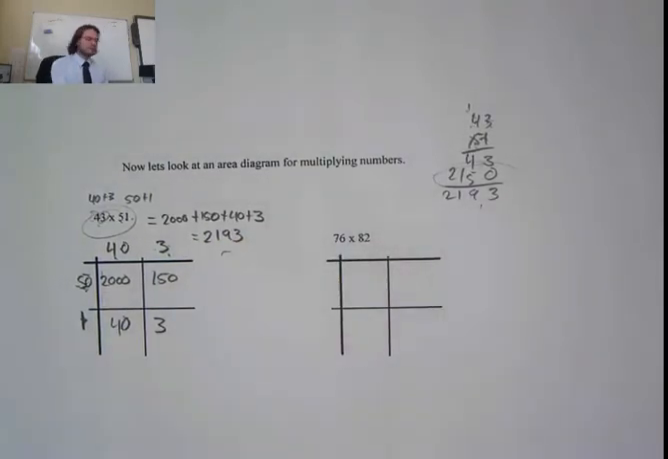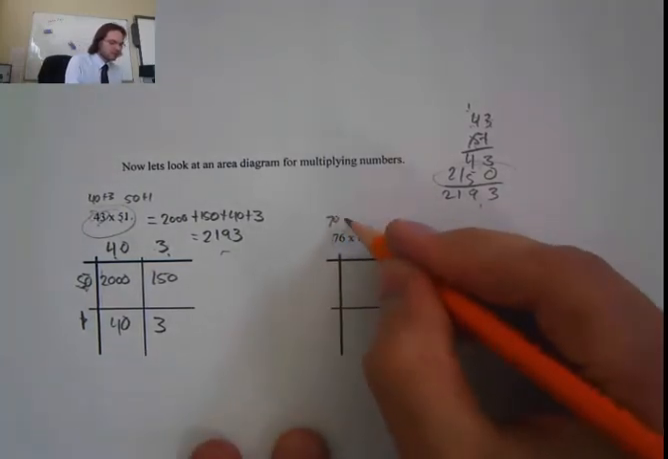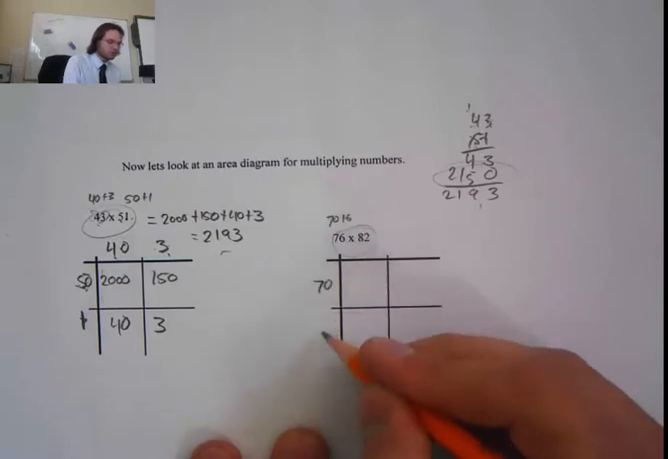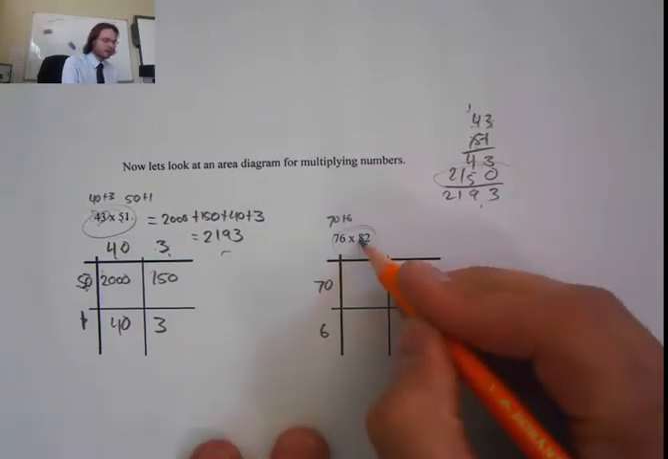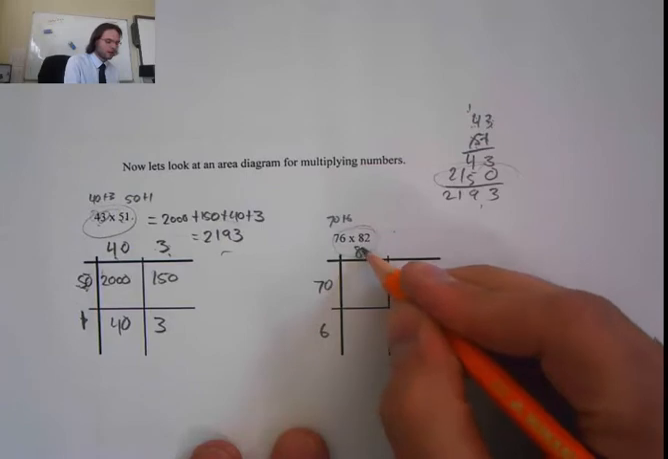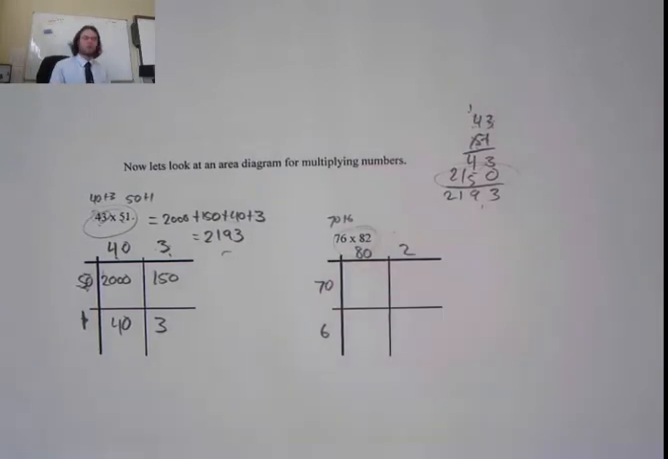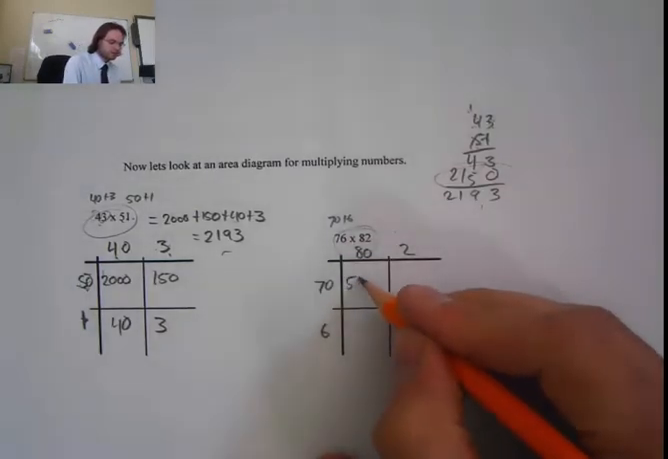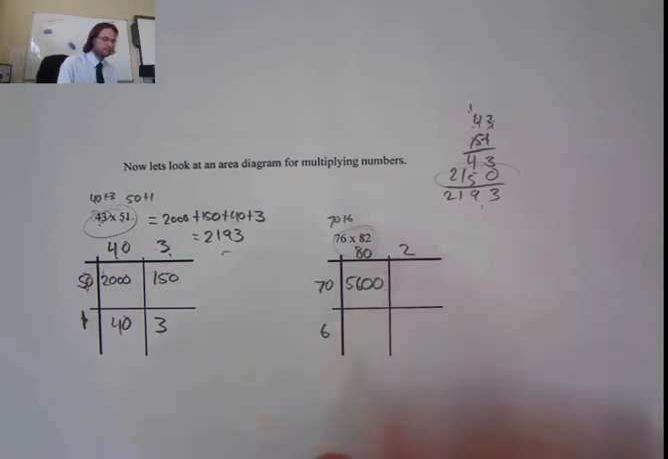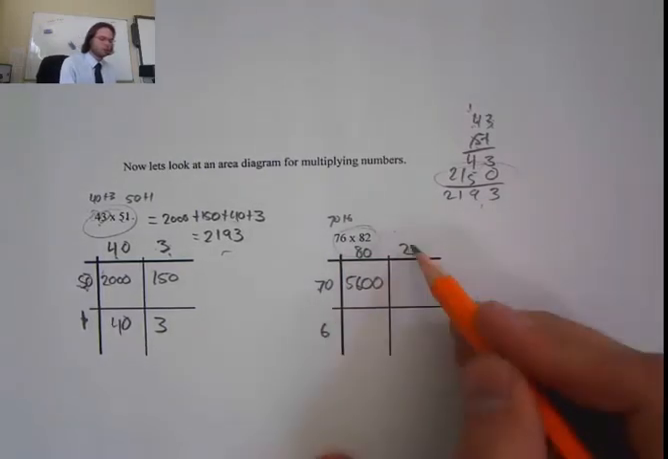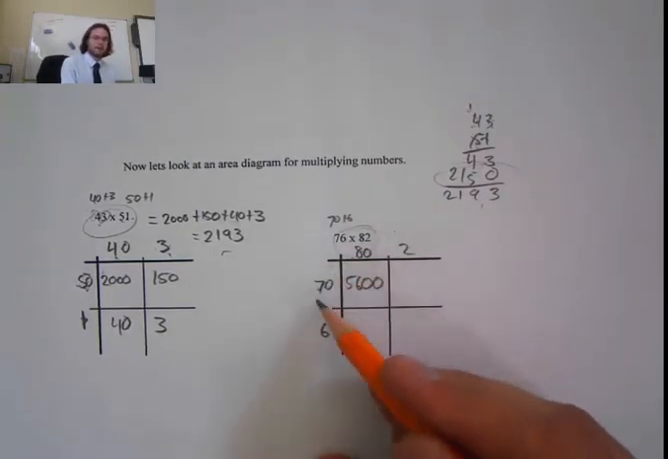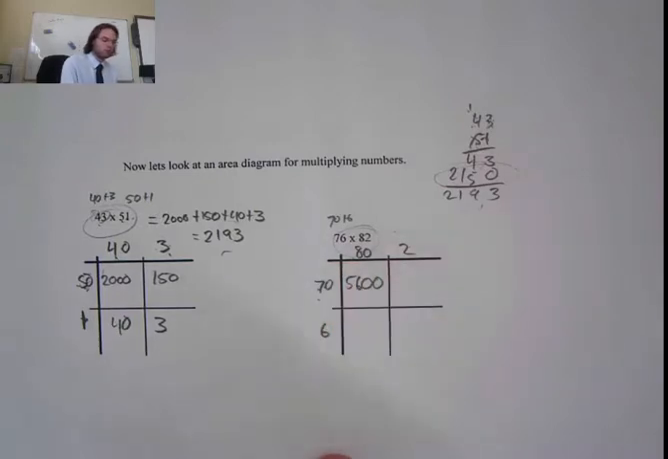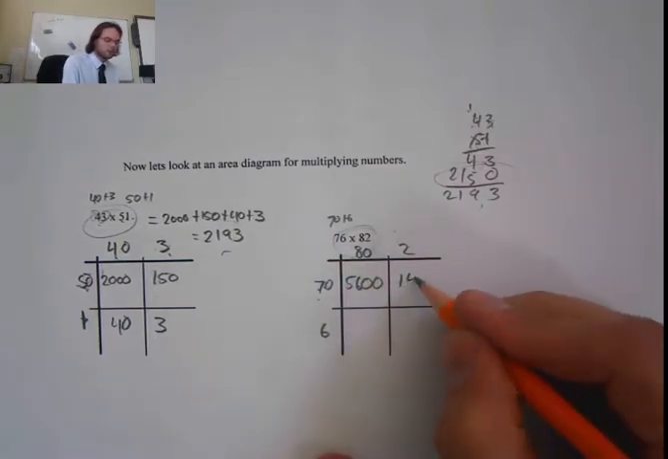So let's try this again using this kind of box method with this one. So this is like 70 plus 6. So 70 plus 6. Here I'm going to have 80 plus 2. So 80 plus 2. Okay, and we want to multiply those things together. So first, 70 multiplied by 80 is going to give me 5,600. Okay? Then I have to go 70 multiplied by 2. Notice I'm going 70 multiplied by 80, then 70 multiplied by 2. I'm multiplying it by both things. 70 multiplied by 2 is 140.